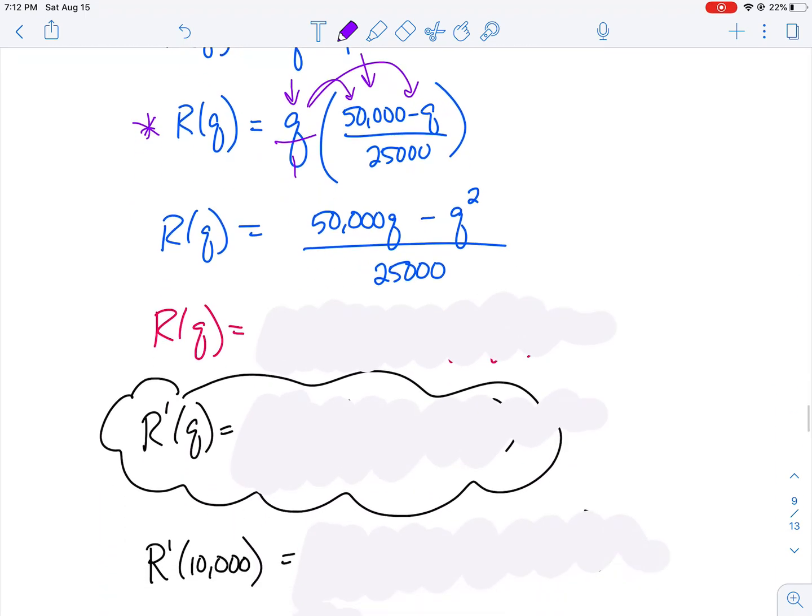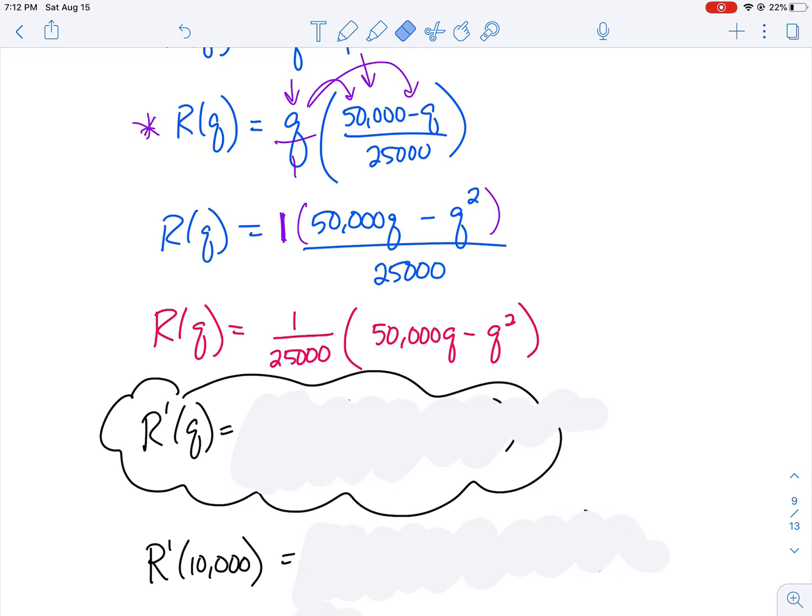Now, I know that I'm going to have to take the derivative. I see a division problem, but I don't see a variable on the bottom. What I do see is just a number on the bottom. And when there's a number on the bottom, there's really a coefficient that ends up being a fraction. Do you see the 1 over 25,000? So I can take that coefficient and bring it out to the front and say that I have 1 over 25,000 times 50,000 Q minus Q squared.